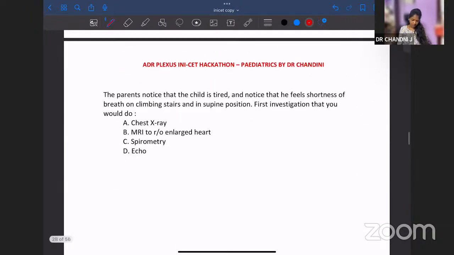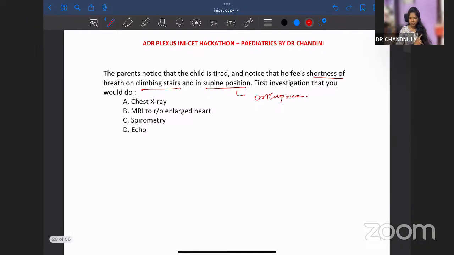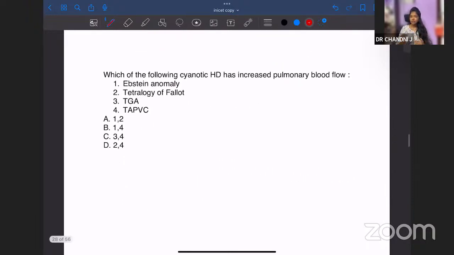Next. Parents notice that the child is tired, notice that he feels shortness of breath on climbing stairs and in supine position. So there is dyspnea on exertion and in supine position. It means, what is that? It's called orthopnea. So there is orthopnea. So what is the first investigation you do whenever a child is having dyspnea on exertion and orthopnea? The first thing you will suspect is congenital heart disease. So to rule out congenital heart disease, the first investigation you do is echo. Clear?